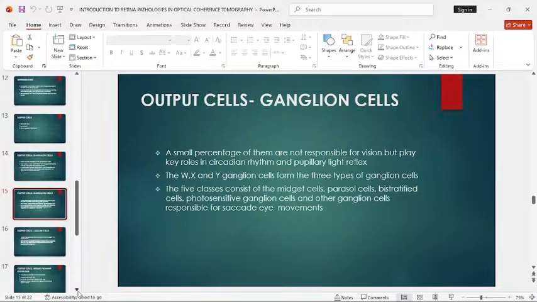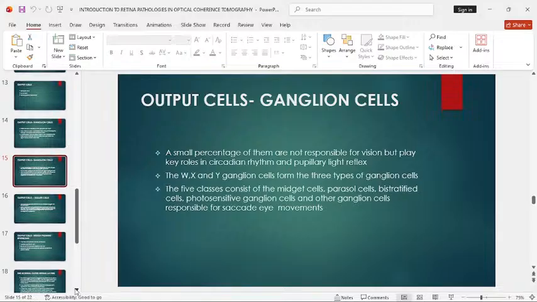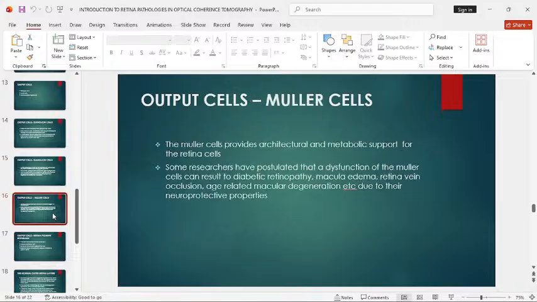So a small percentage of these ganglion cells are not responsible for vision, but they play important key roles in circadian rhythm and pupillary light reflex. Also, the W, X, and Y ganglion cells form the three major types of ganglion cells. And then we also have 5 classes of ganglion cells, which include the midget cells, the parasol cells, the bistratified cells, the photosensitive ganglion cells, and other ganglion cells. These other ganglion cells are responsible for saccadic eye movement.